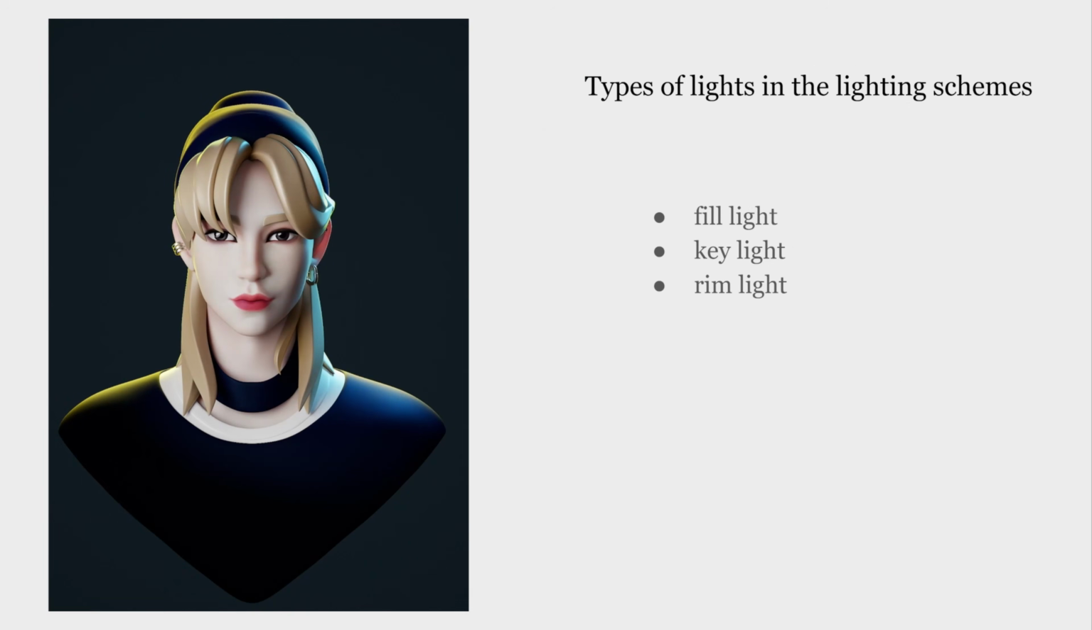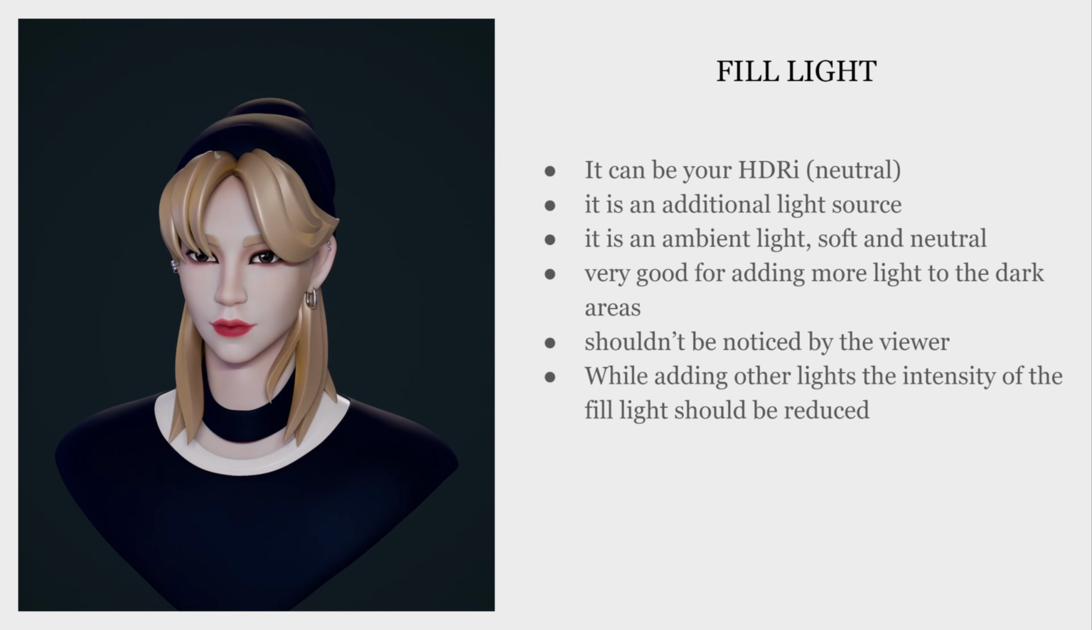Now let's move to the types of lights in the lighting schemes. Let's review three main types: fill light, key light, and the rim light. We will talk about each of them separately. So the first one, let's start with the fill light. We begin with this one because it is the first light which we start adjusting when setting up the lights in the render scene. Always start with the fill light.